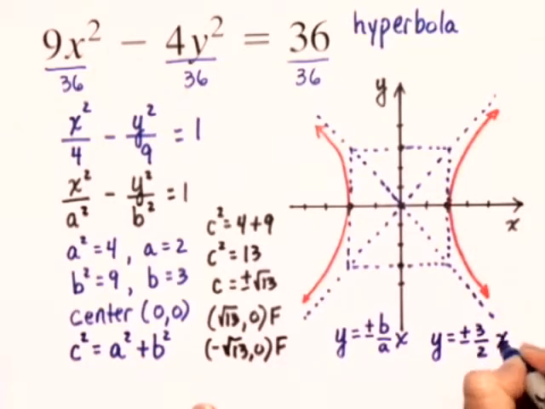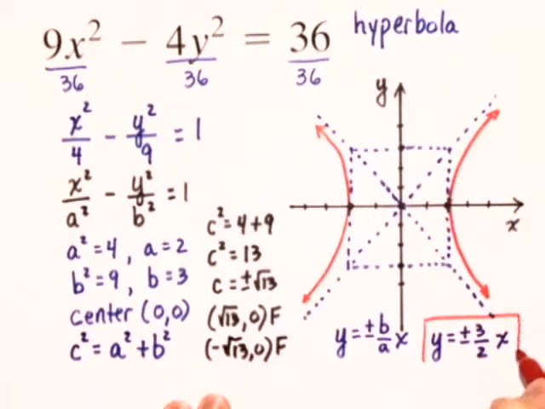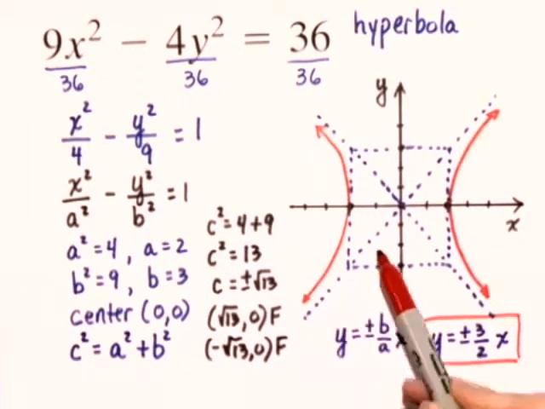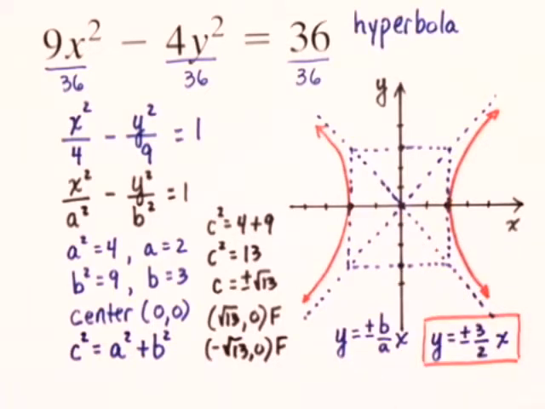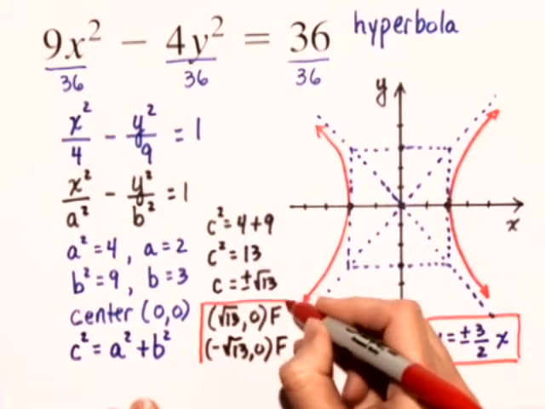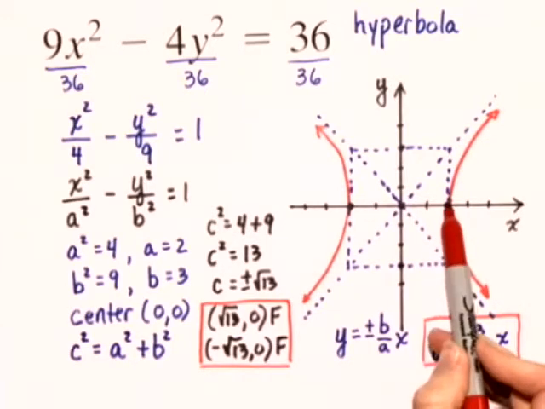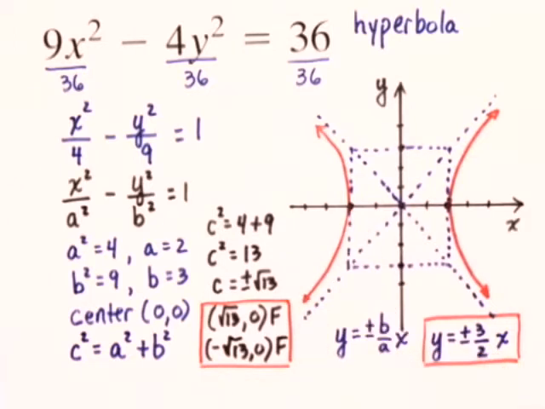So I'm going to highlight the information that we have. Y is equal to plus or minus 3 over 2x are the equations for the two asymptotes, these two diagonals that I drew through here. The location of the foci are right here, plus or minus the square root of 13 and 0. The vertex is located at 2, 0, and the other vertex is at negative 2, 0. And here is the graph of our hyperbola.